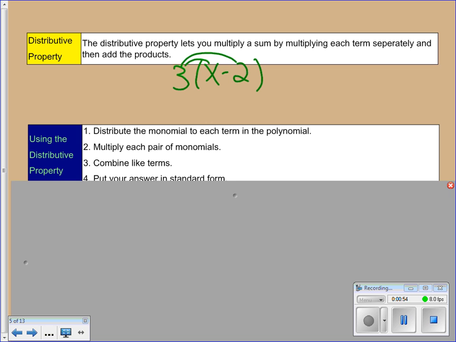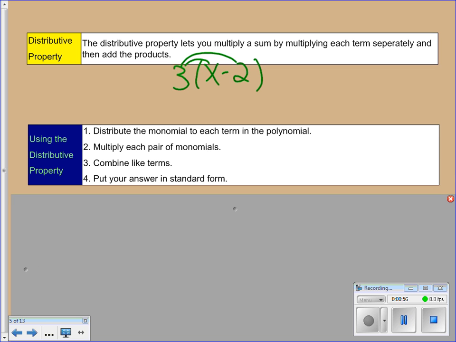So how do we use it with monomials and polynomials? Well, you're going to have a monomial outside, and then behind it is going to be a polynomial. So we need to multiply that monomial by each term of the polynomial. Once you distribute the monomial to each term, you multiply each pair. After that, you'll combine like terms and put your answers in standard form.